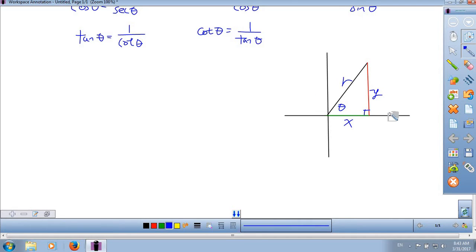In any right triangle, there is always a relationship between the sides. In this case, it's simply the Pythagorean theorem. So we know x squared plus y squared is equal to r squared. Okay, x squared plus y squared is equal to r squared. And in the special case when r is equal to 1, we can actually divide both sides by r. So let me go ahead and write down the Pythagorean theorem here. It's called the Pythagorean identity.